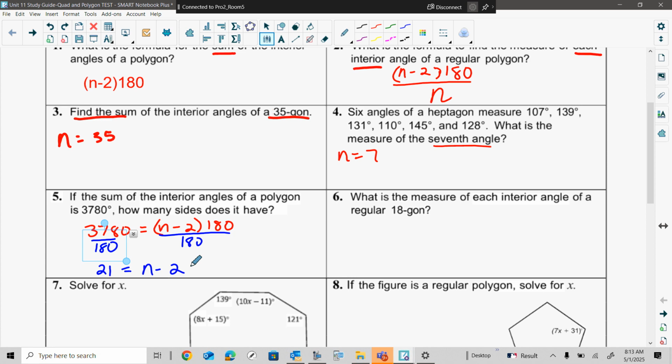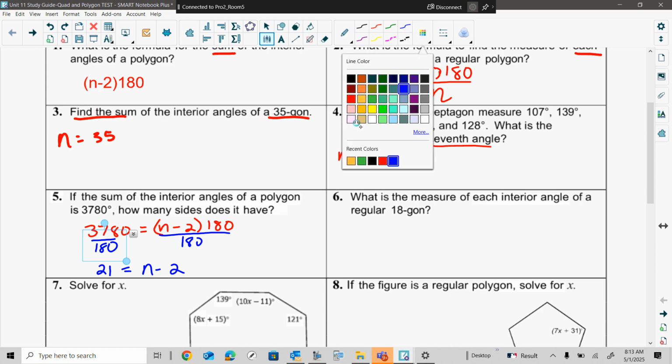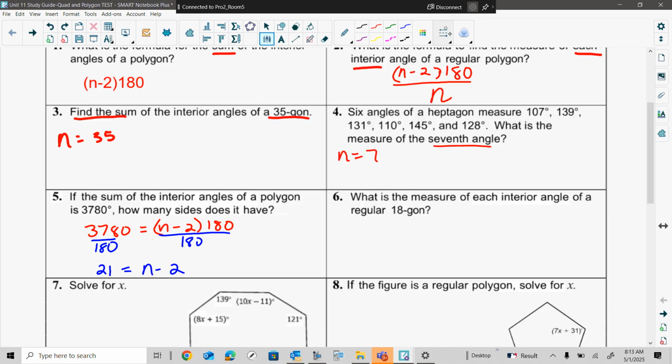Number 6, sorry, it says what is the measure of each interior angle of an 18-gon? And we're doing each interior angle. We know n is our 18. We're using the formula on number 2 to solve for each interior angle.